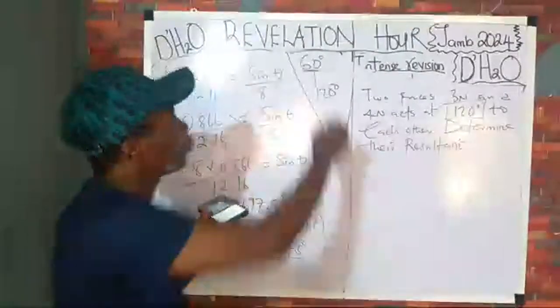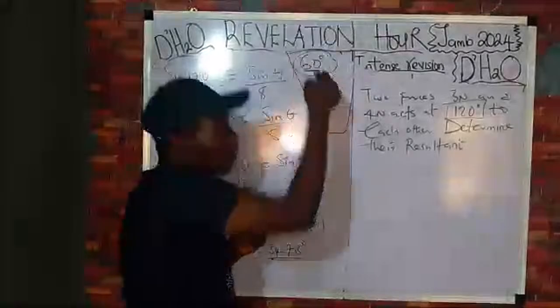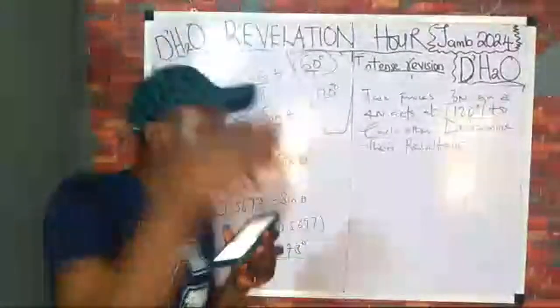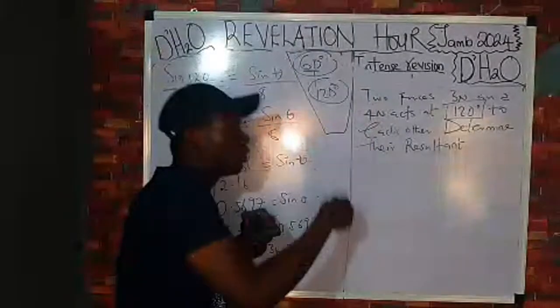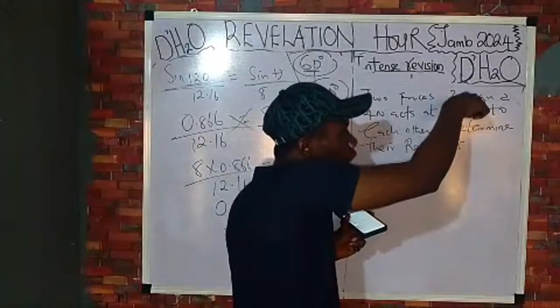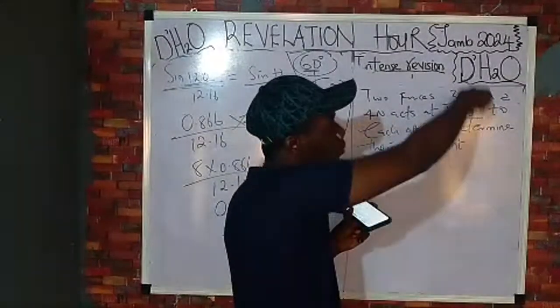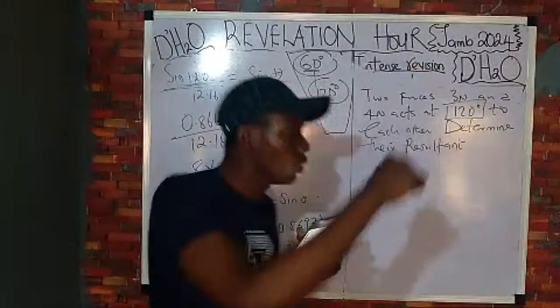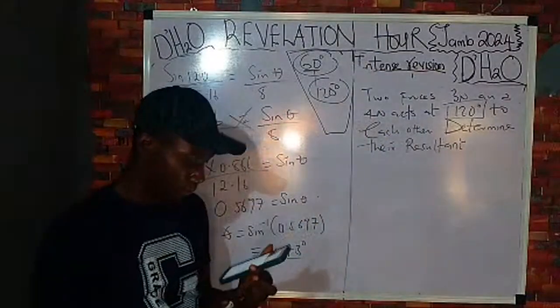The angle you will add to the angle that they gave you to make it 180, that is the angle you have to use. They give you 120. Which angle will I add to it to make it 180? Now that angle you will use to solve the question.